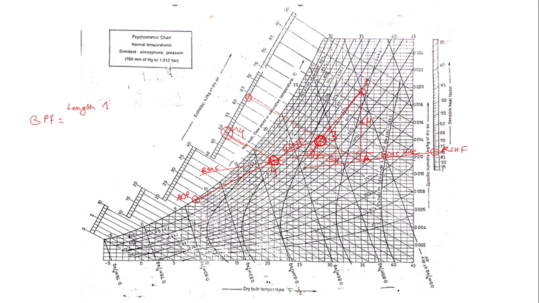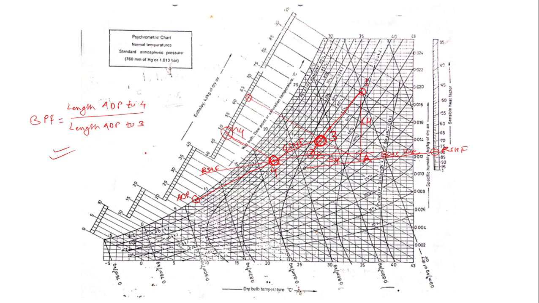So it is length ADP to point 4 divided by total length. Cooling total length is ADP to 3. So you take the lengths and from that you can get the bypass factor. Whatever answer you get, you can write down. This diagram is not to scale, so I am not giving you the answer. You can get the answer from your side. I just tell you the procedure: length ADP to 4 divided by length ADP to 3, and we will get the bypass factor.